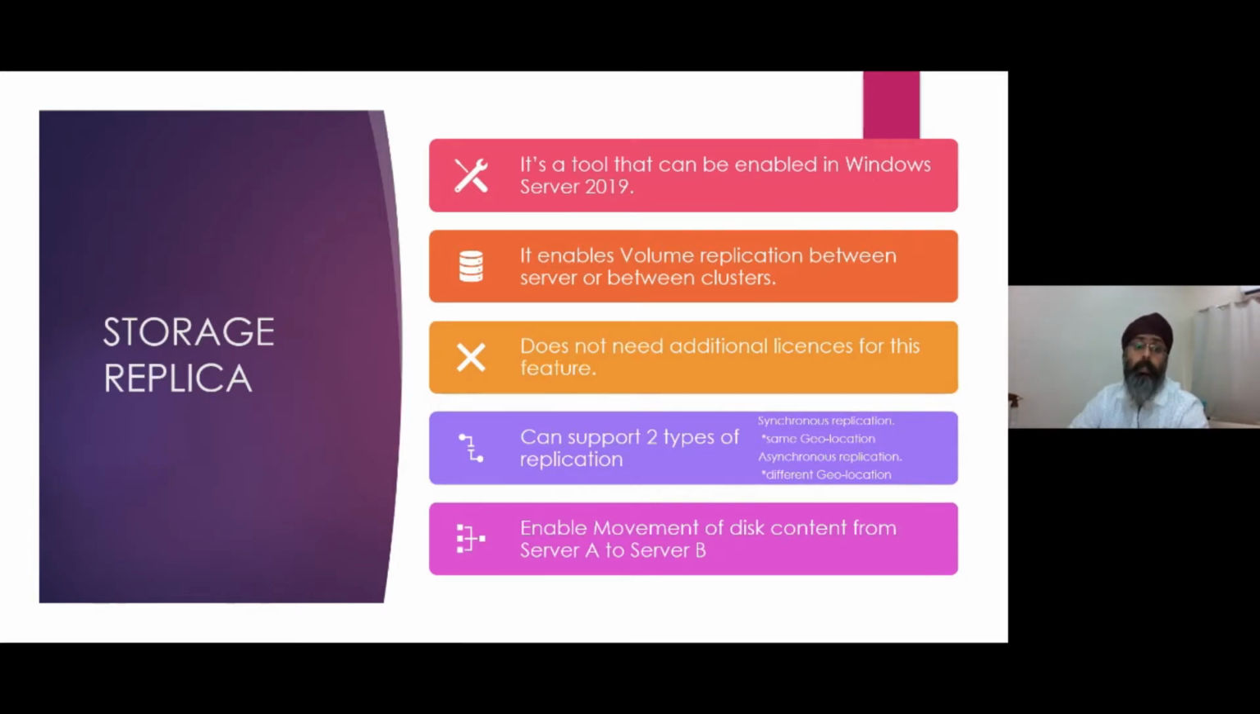Okay, it supports 2 types of replication. One is synchronous and asynchronous. Synchronous is usually used for those network with low latency. That means your local network, preferably. Asynchronous is something that's different geolocation where you have higher latency. Then it's better to go for asynchronous. It's exactly like Hyper-V Replica, where the movement of data will go from active server to passive server.